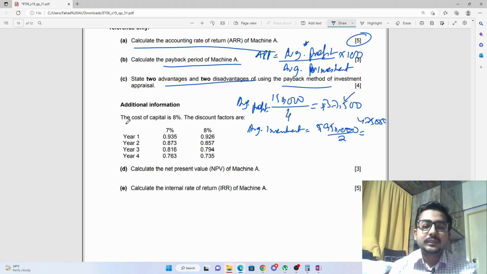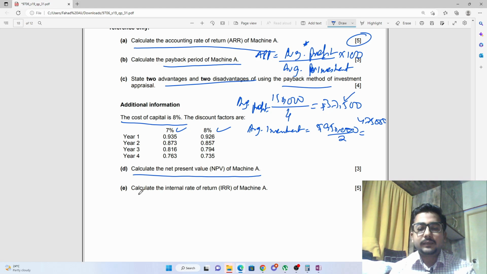Okay, now the last thing which is very important, the cost of capital is 8%. 7% is there, 8% is there. Calculate the net present value of machine A, and then there's IRR. So 3 marks for this, 5 marks for this. So let's start doing that.